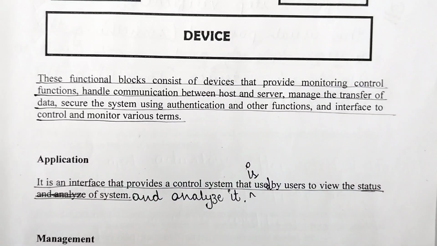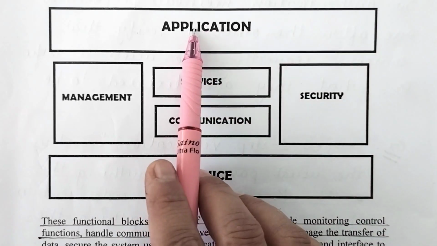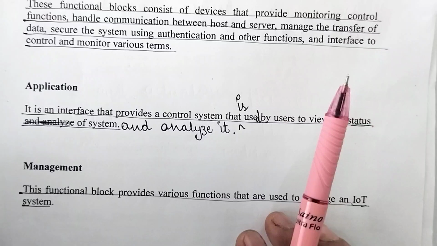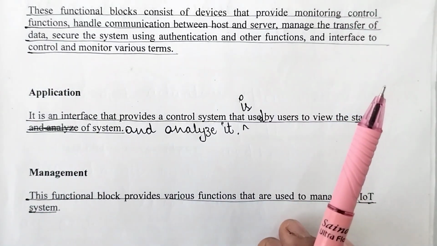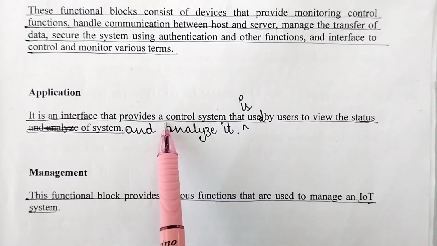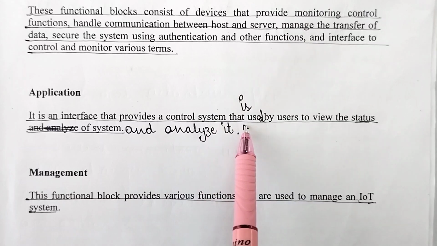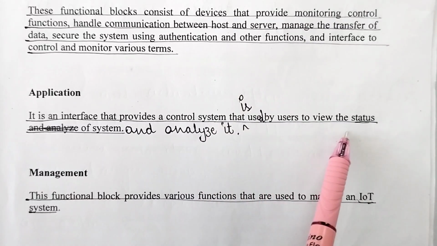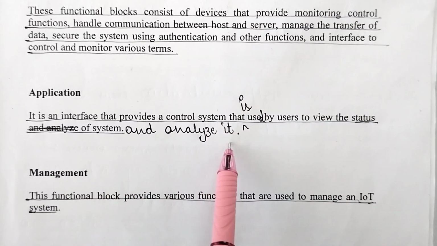There should be an interface using which it would be possible to control and monitor various terms related to the IoT device. Now, when we talk of the application, what is an application in an IoT functional block? It is an interface that provides a control system that is used by the user to view the status of the system and analyze it.